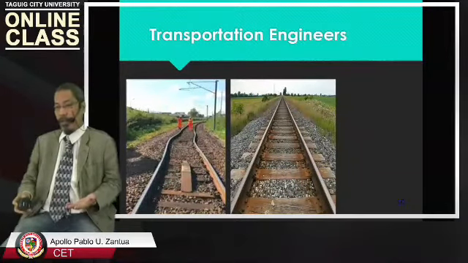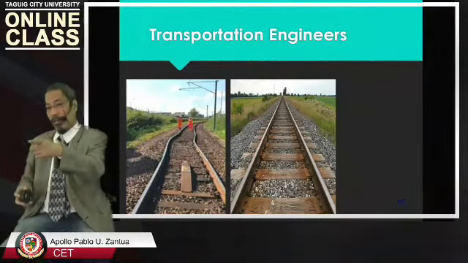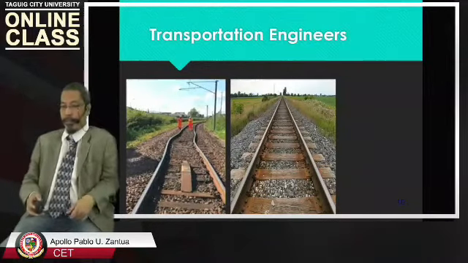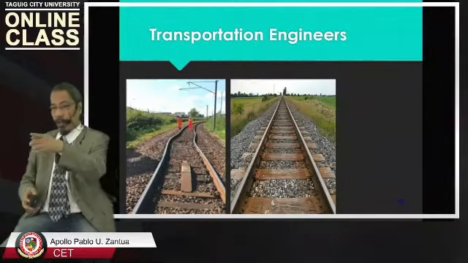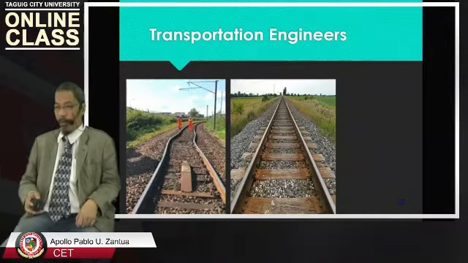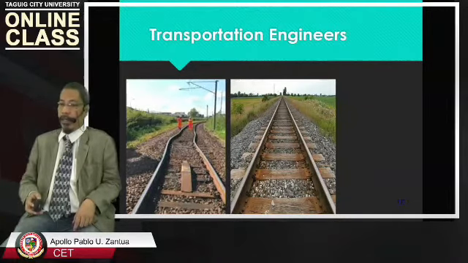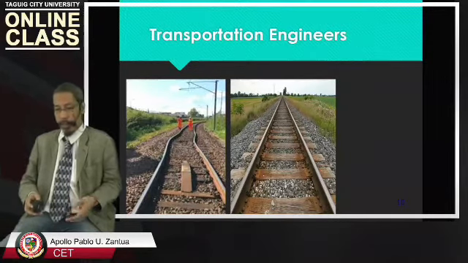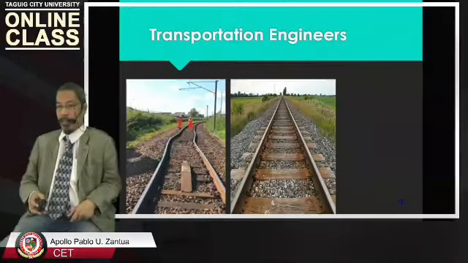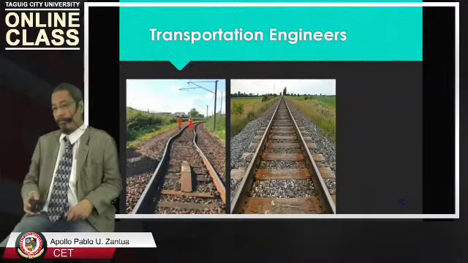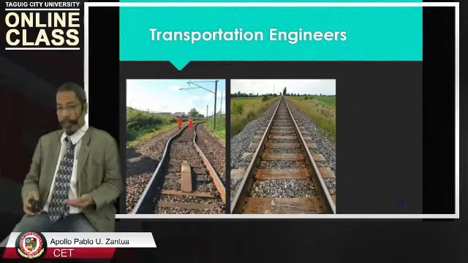Okay? So these are now the area of transportation engineers. How to do this? Take note, on the left side and on the right side, you can compare. After 1 month of usage, your railway system will look like the left side. And therefore, your design is not worth it. It should have a life cycle of 30 years or 50 years. If it is about 3 years and your railway system looks like this, then it is a good-for-nothing type of design. So how do you design that? That is a material design that is involved here.